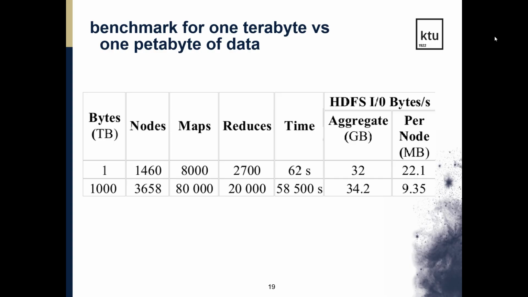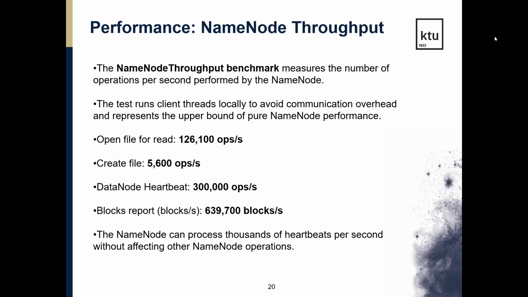Like 1 terabyte takes 32 GB as an aggregate, and a petabyte takes 34.2 GB. So it's basically similar. Per node is a little bit higher for terabyte because it has fewer nodes, but when you look at the average, because petabyte has a lot of nodes, it has less speed.